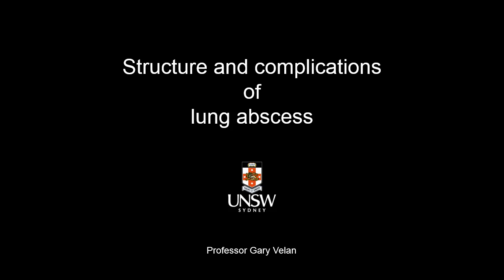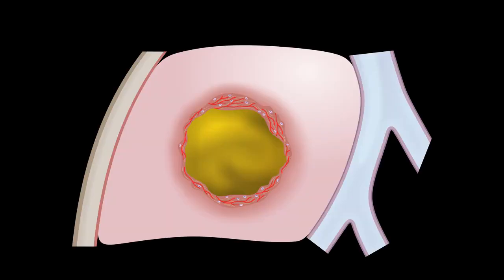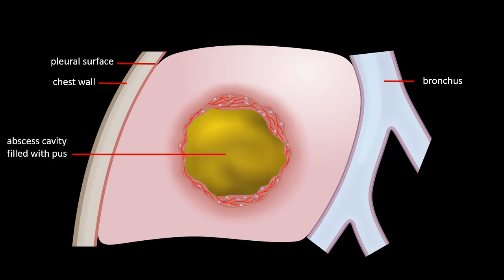Let's examine the structure and complications of lung abscesses. So here we have an airway or a bronchus. Here we've got the pleural surface, the lining of the lung, and here is the chest wall. So here we have a lung abscess filled with pus and with a pink border of fibrin around it.